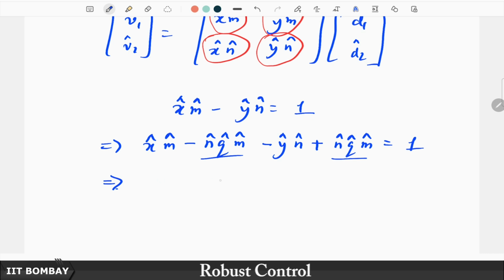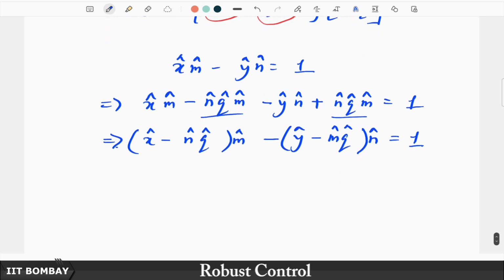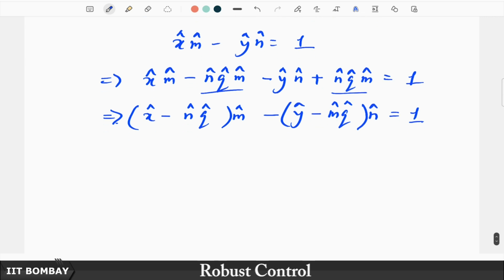Now, if I take m hat common out of this, what am I left with? I am left with x hat minus n hat q hat, and from this latter, if I take n hat common, I can flip around the positions of n and m here because of course it is scalar multiplication. Then I get y hat minus q hat m hat, or m hat q hat, and it is still going to be equal to unity. But look, what am I deriving out of this? What is the big deal about this?